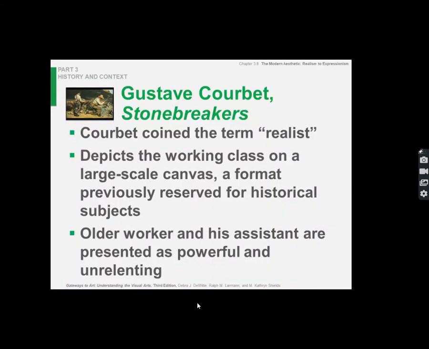Courbet himself called himself a realist. So he's purposely doing his own thing, calling attention to it. Right? Depicts the working classes. And this is an important thing to notice because we would have had historical or religious figures. They're on a scale of that now.